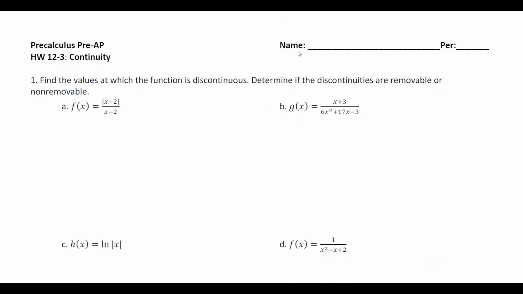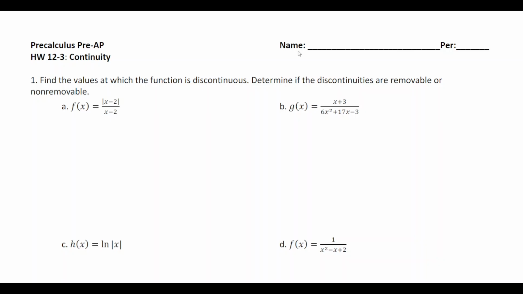So just to talk about that briefly, a removable discontinuity is one where basically you have a hole. In other words, if there's a break in the graph where it's just a single point that is preventing continuity, and it's continuous otherwise, meaning the left-hand limit is equal to the right-hand limit, then that is a removable discontinuity. But visually, it just looks like a hole.